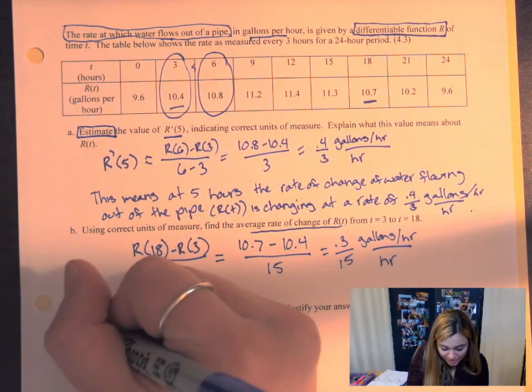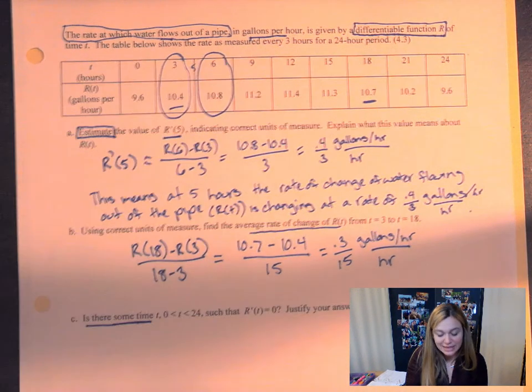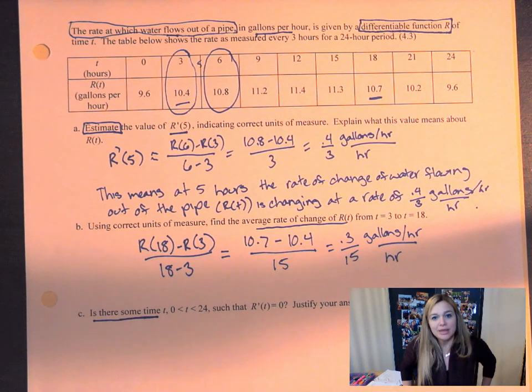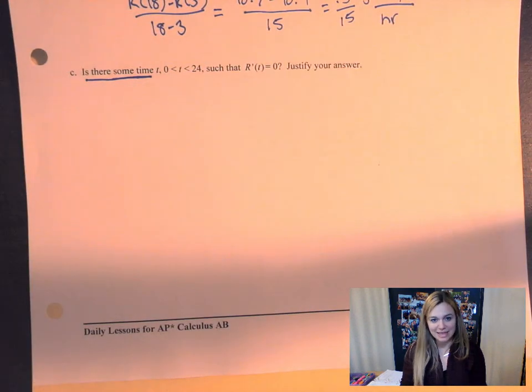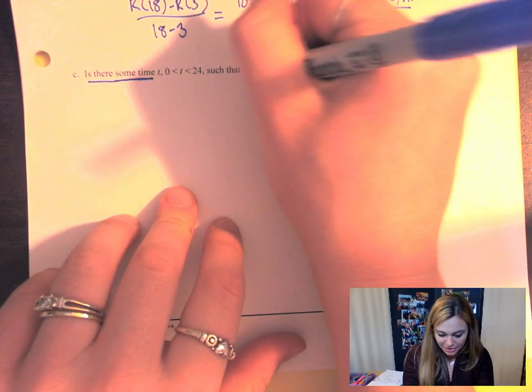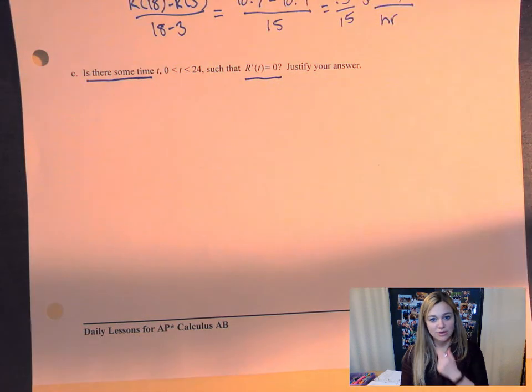As soon as you see something like this: is there a time, or must there be a time? Explain if there is a time, something like that. Think theorems. There should be a theorem to say that yes, this is the case. This one has r prime equal to 0. So think about it. Are there any theorems that come to your mind?